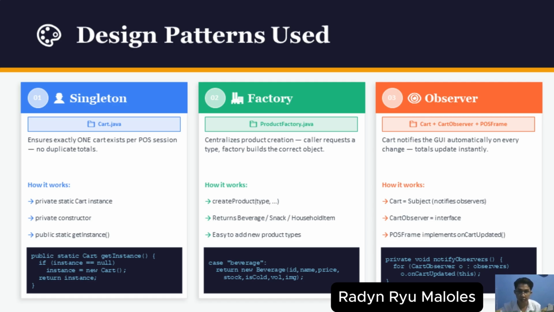We use the factory pattern via ProductFactory.java instead of messy constructor calls all over our GUI code. The factory dynamically builds the correct object type when requested.